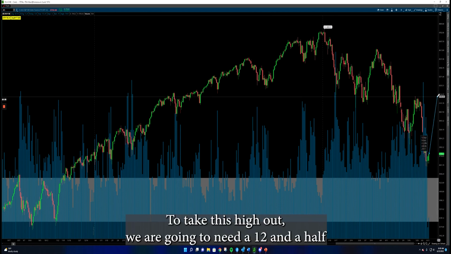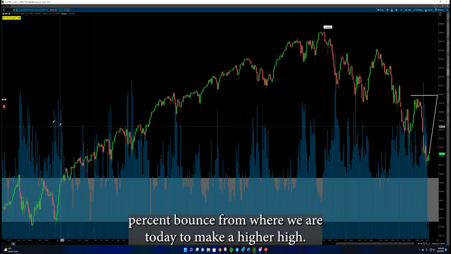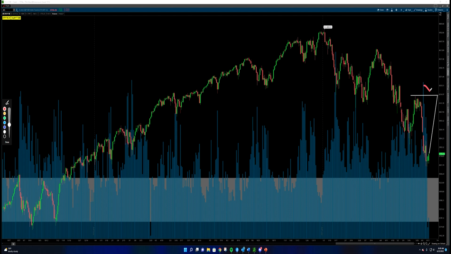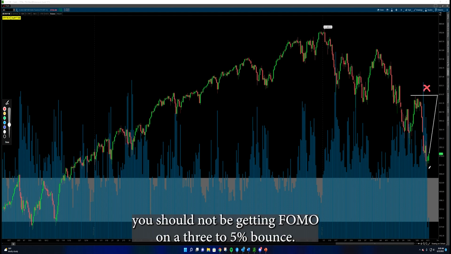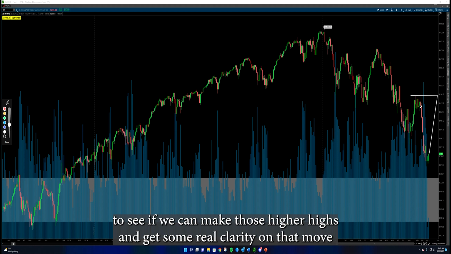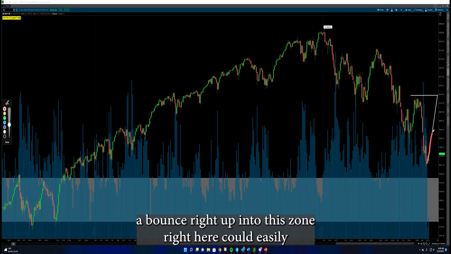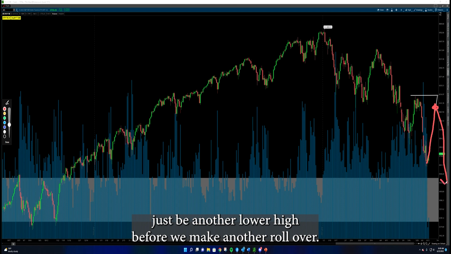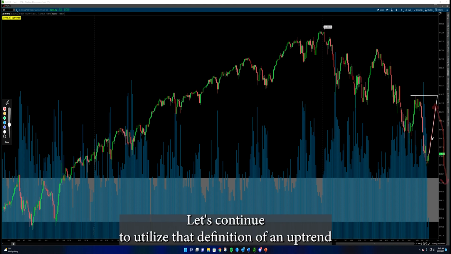All right, to take this high out, we are going to need a 12.5% bounce from where we are today to make a higher high. Now, bottom line, you should not be getting FOMO on a 3 to 5% bounce. We should be paying very close attention to price action and wait to see if we can make those higher highs and get some real clarity on that move. A bounce right up into this zone right here could easily just be another lower high before we make another rollover.